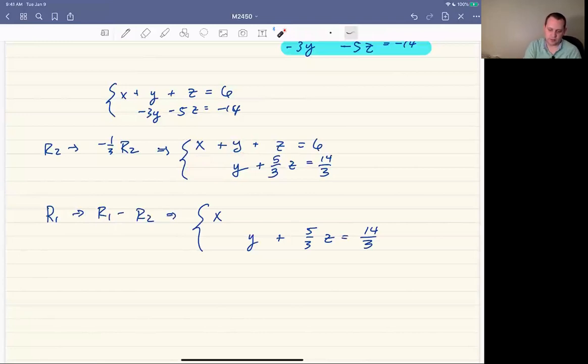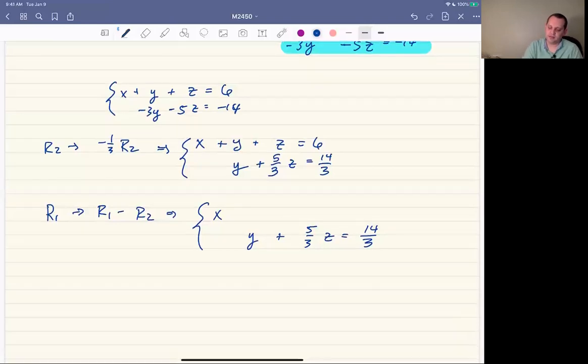So we get just row 1. So we get the x term there. Here, the y's are going to go away by design. And then if we take minus 5/3 z plus z, that'll be minus 2/3 z. And then 6 is 18/3. So if we take 18/3 minus 14/3, that will be 4/3. Okay, so there we go. And then this is our system.